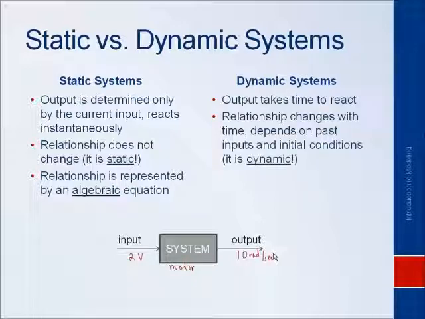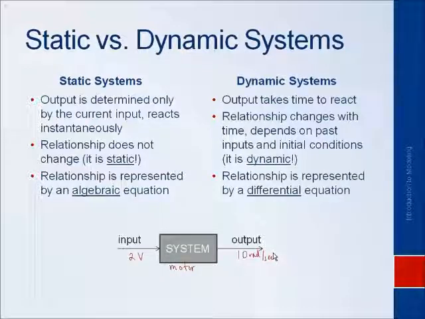Furthermore, the relationship between the input and the output changes. It's not always the same. If I put in 2 volts, the output isn't always 10. It depends on how long that 2 volts has been applied. It depends on what the speed of the motor was before I applied the voltage. Was it at rest or was it already spinning? So the relationship between the input and the output changes. It's dynamic. Therefore, we can't represent the system by an algebraic equation. We need to represent it by a differential equation, meaning an equation with derivatives.